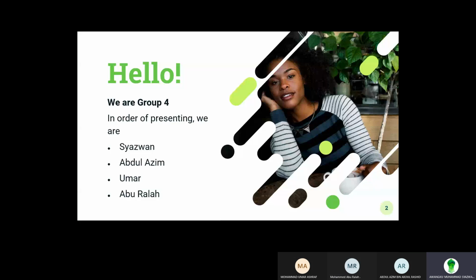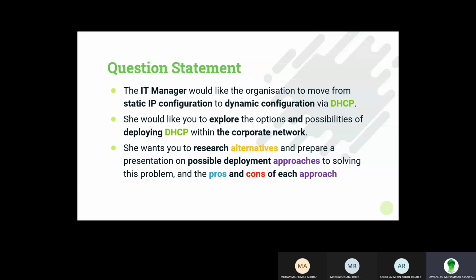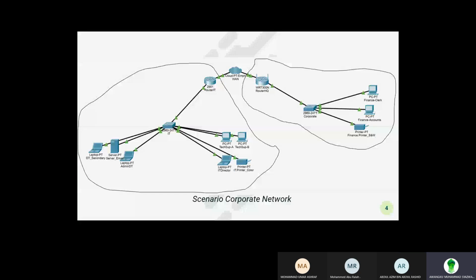In the case study, we are required to study, decide, and present on the possibility of deploying DHCP for dynamic IP configuration in the corporate network. This topology diagram shows a use case scenario of a corporate wide area network, of which most discussion will be based on. Let's first understand how DHCP works.